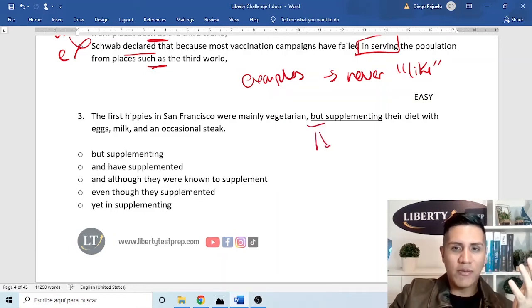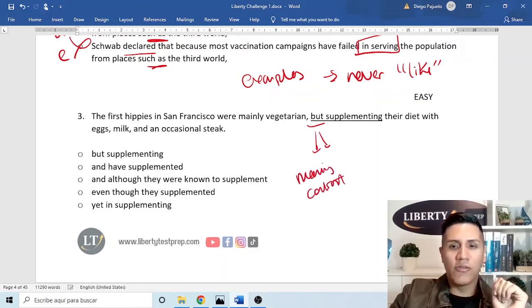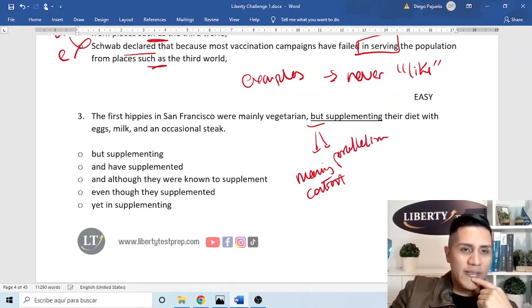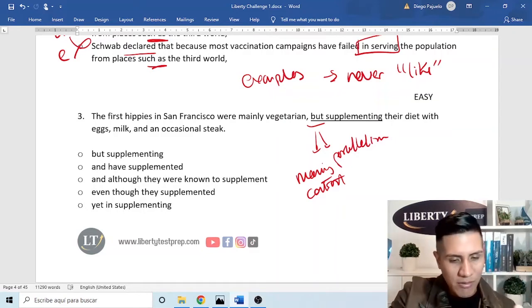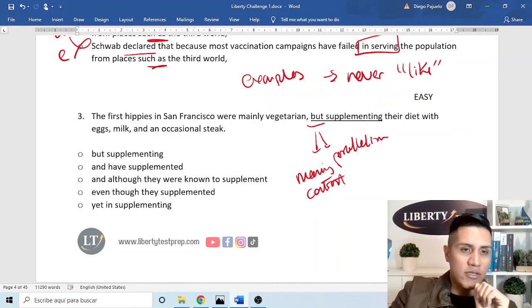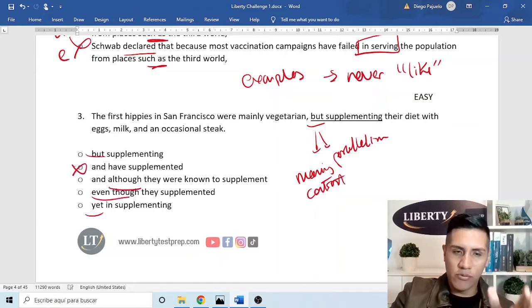When you have a but, you think about two things: meaning, contrast, and also parallelism, right? Parallelism. Okay, so now the first question you should ask yourself is: do you need but? Do you need a contrast? I think you need a contrast because these people were vegetarian, but they also ate meat. So they were mainly vegetarian, but they also ate meat. So you need a but here. The only one that doesn't have a contrast is B, so that's out. Okay, all of the other ones have a contrast: but, although, even though, yet.